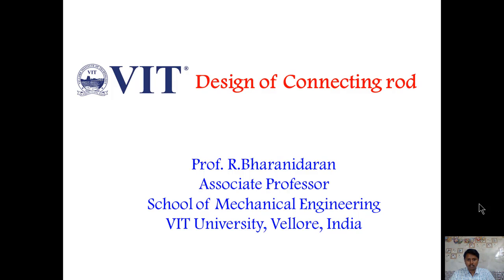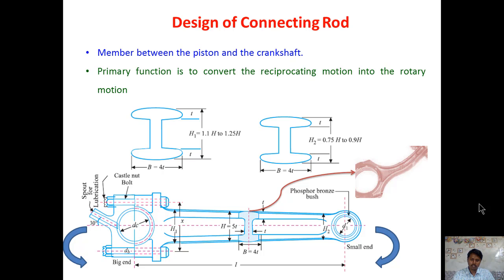In this lecture, we will learn how to design a connecting rod. A connecting rod is an intermediate member between the piston and the crankshaft. The primary function of a connecting rod is to convert the reciprocating motion into rotary motion. The most general form and basic geometry of a connecting rod is shown in the figure.